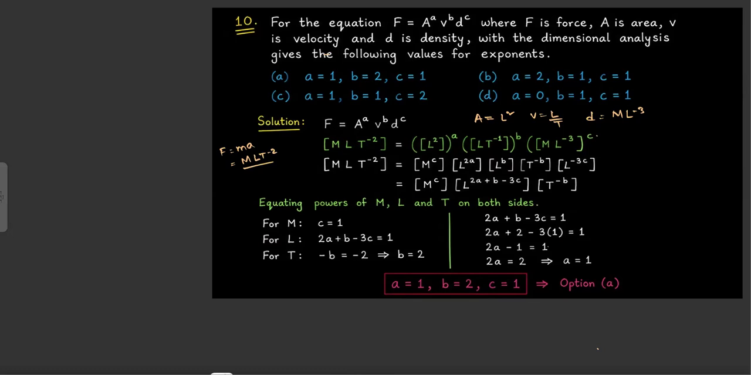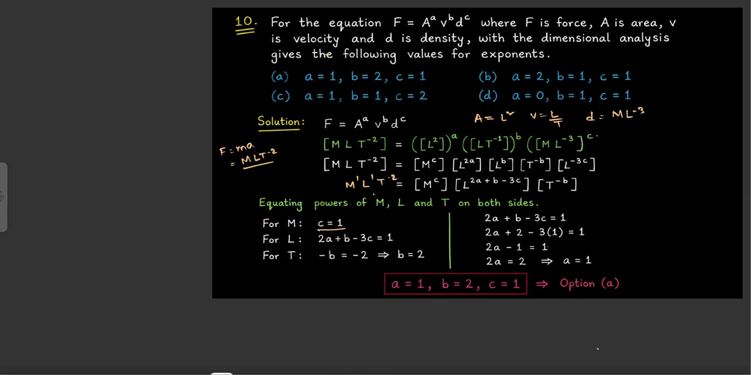You put the M first: M to the power c is coming, length L to the power 2a is coming, here b is coming, here minus 3c is coming, and time to the power minus b is coming, right? So this is the equation we get. On this side we have M to the power 1, L to the power 1, T to the power minus 2. Here on this side we have M to the power c. So c equals 1, we first get from M, because the left hand side will be equal to the right hand side.